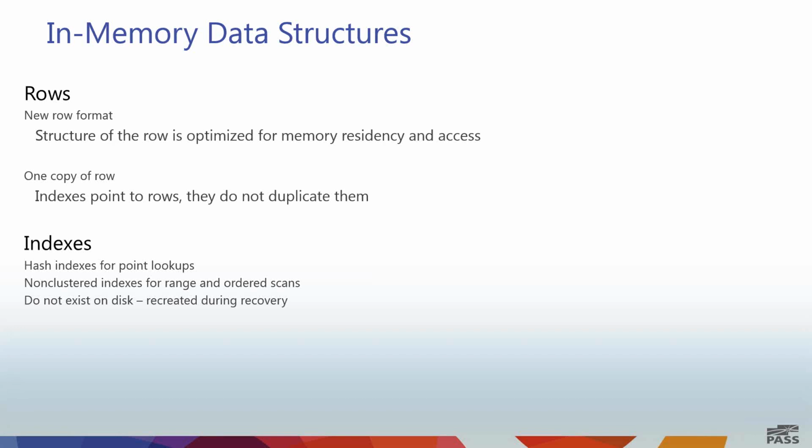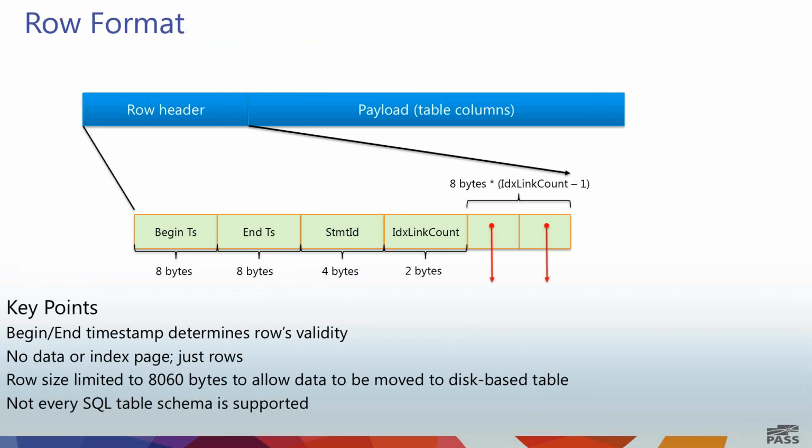Let's go to the next slide, row format. This is roughly what a row looks like in a memory-optimized table. We have a row header and then a payload. The in-memory OLTP storage engine doesn't know anything about the payload. That's more the language area. But the storage engine does know about the row header and its structure.